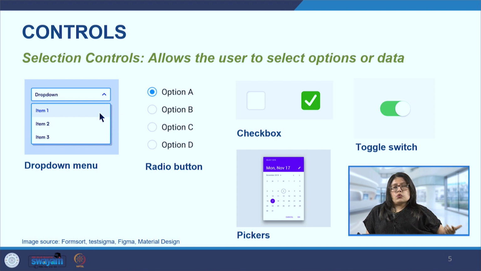One can choose, for example, if you're selecting our country, we will scroll down through the different countries that are in front of us and select India or whichever country one is from. Then we also have the radio buttons. They allow users to select one option from a set of mutually exclusive options. We can see here option A, B, C, or D, so we will be allowed to select only one option here.